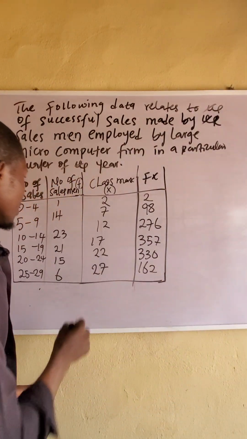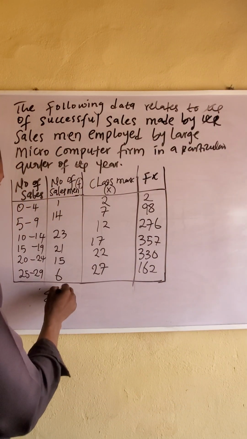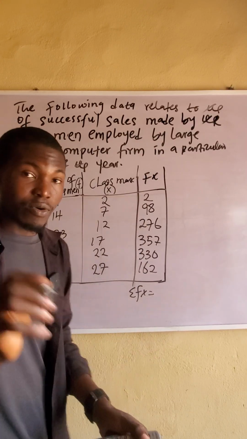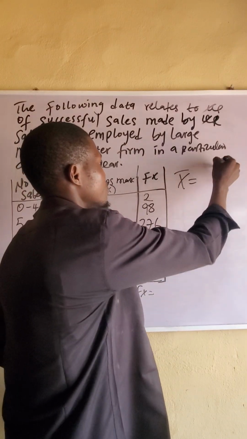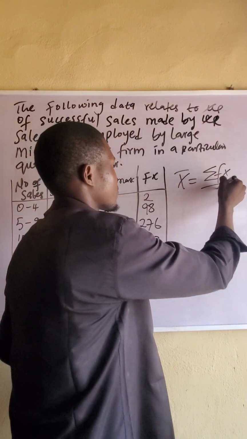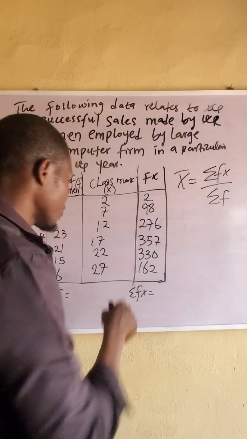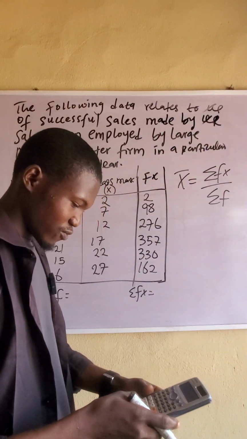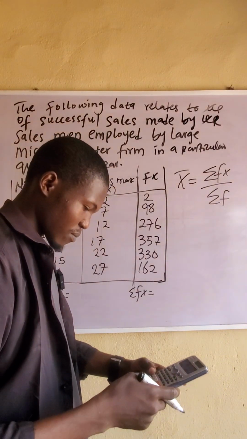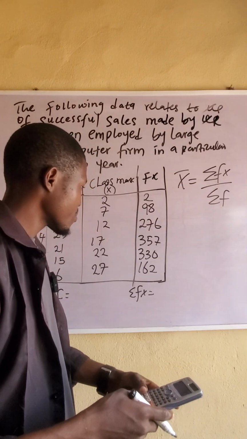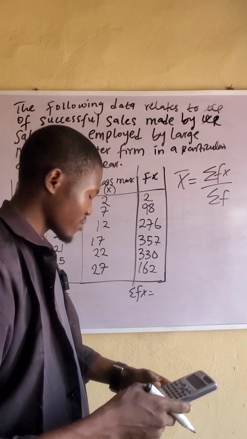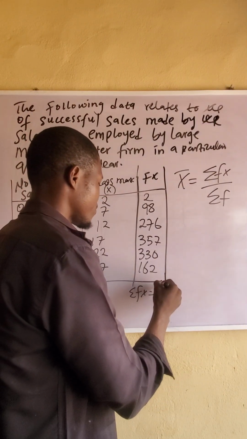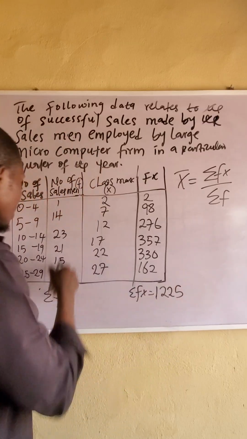That is all. From here, we can find the sum of the frequency, and then the sum of fx. So our arithmetic mean is going to be the sum of fx all over the sum of frequency. Let's add up all this. We have 2 plus 98 plus 276 plus 357 plus 330 plus 162. That will give us 1225.